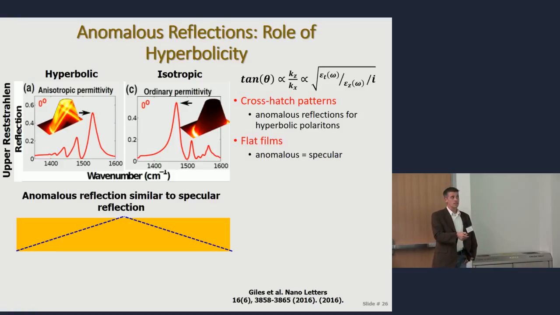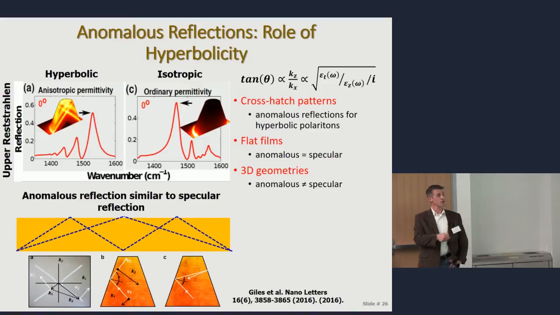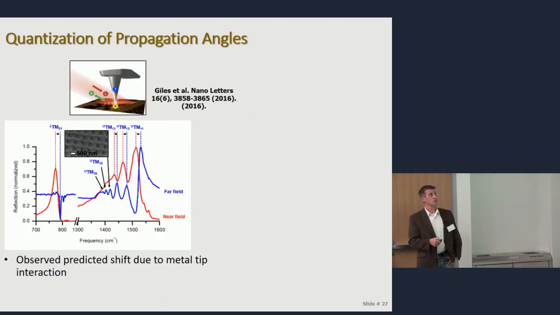The reason for that is anomalous and specular reflection are equivalent within a flat film, right? So I can show that I can change this initial propagation angle, but I can't differentiate whether the reflections are undergoing specular or anomalous reflection. So it turned out these nanocones, with their odd shape, actually provided a nice way to test this theory out. If I have true anomalous reflections that are conserved upon multiple reflections, I'd get this crosshatch-like field profile. If I end up with specular reflection taking over, I just get a random trajectory. Right? So we set out to do this.